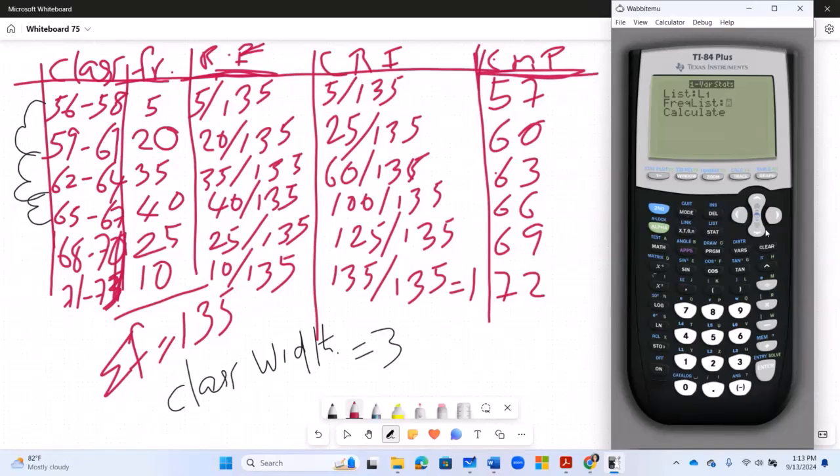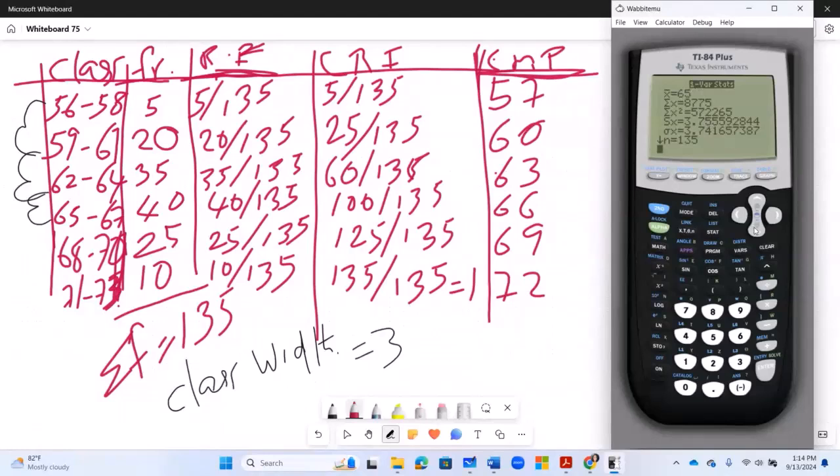And where do I have it, if I do? I do have frequency, yes. And my frequency is in L2, so I have to tell my calculator. Don't forget, because this is a group data, so I have frequency. And I will tell my calculator that I have frequency in L2. And then I will calculate. Calculate. And it tells me that the mean is 65.